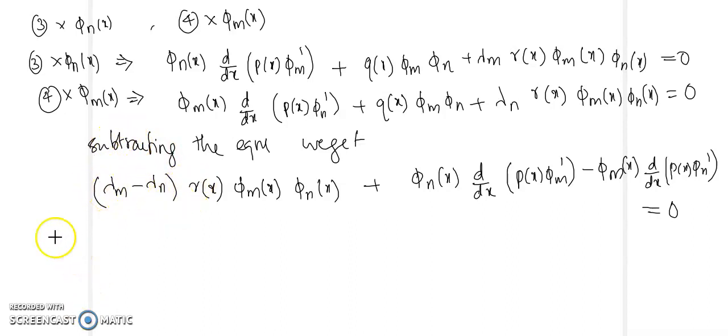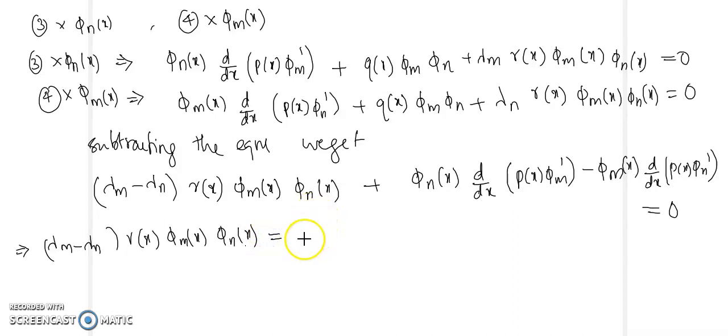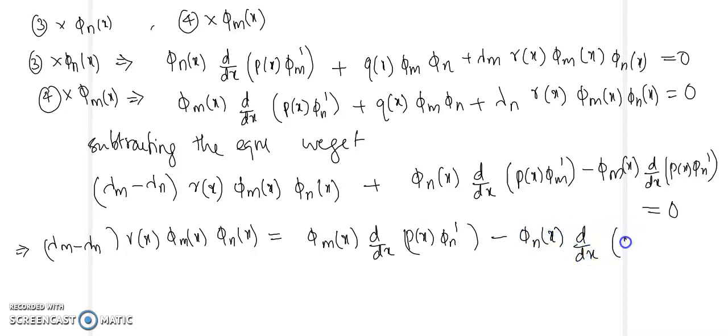Now this will be equal to, so taking these two terms to the right side, we will get (lambda m minus lambda n) r of x phi m of x phi n of x, that will be equal to phi m of x d by dx of p of x phi n dash minus phi n of x d by dx of p of x phi m dash.